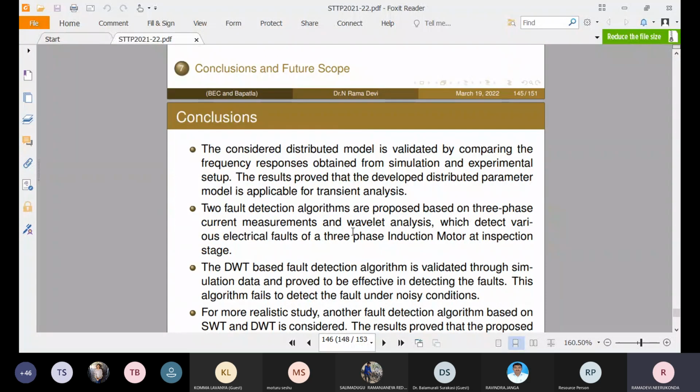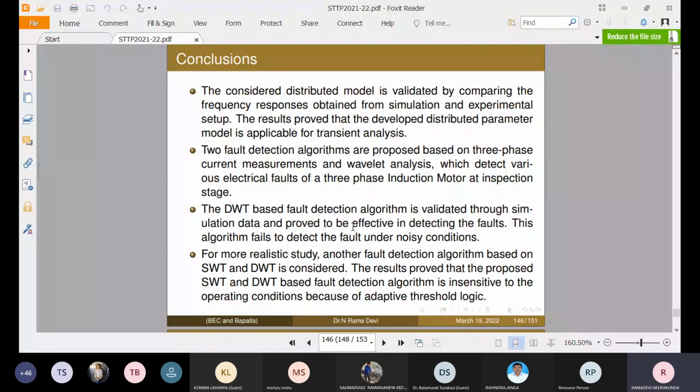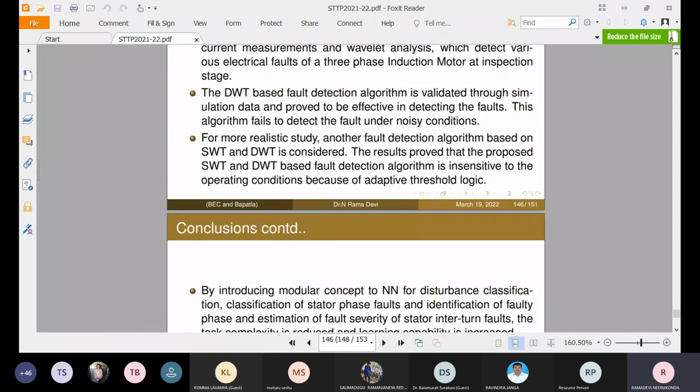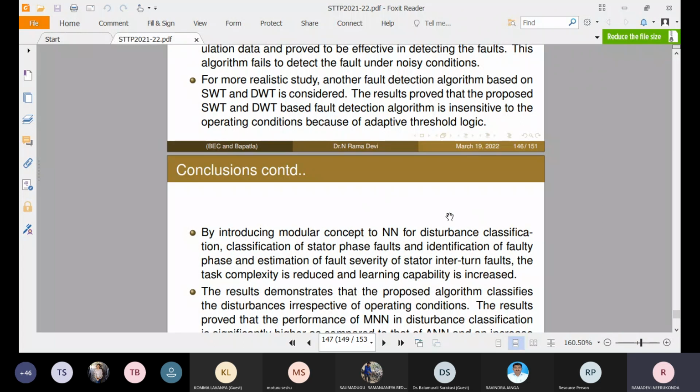So from that we conclude that the considered distributed model is valid by comparing the frequency responses obtained from the simulated and experimental setup. The two-port algorithms are proposed based on the three-phase measurements, and DWT fails in the presence of noise conditions. But the second algorithm of SWT and DWT based approaches effectively identifies the faults even under the presence of unbalance.